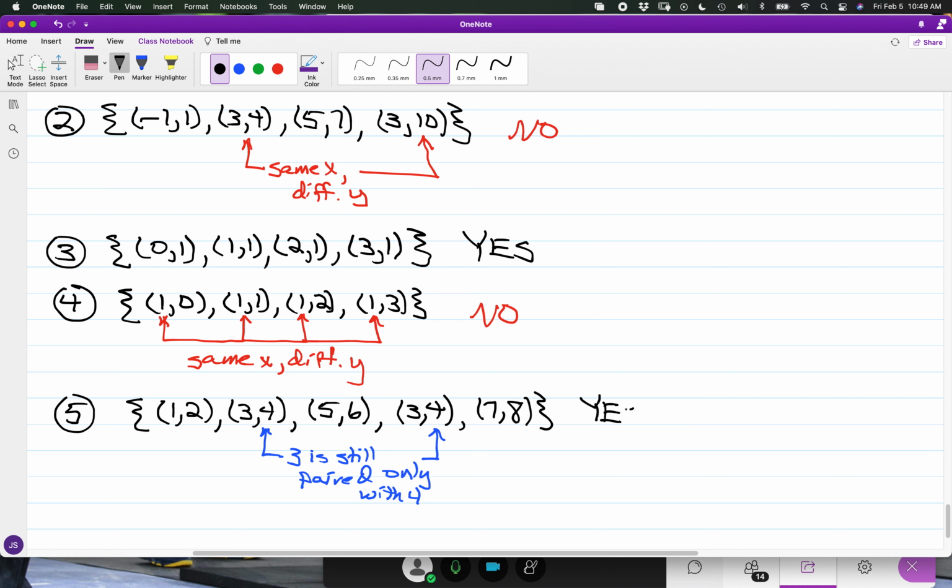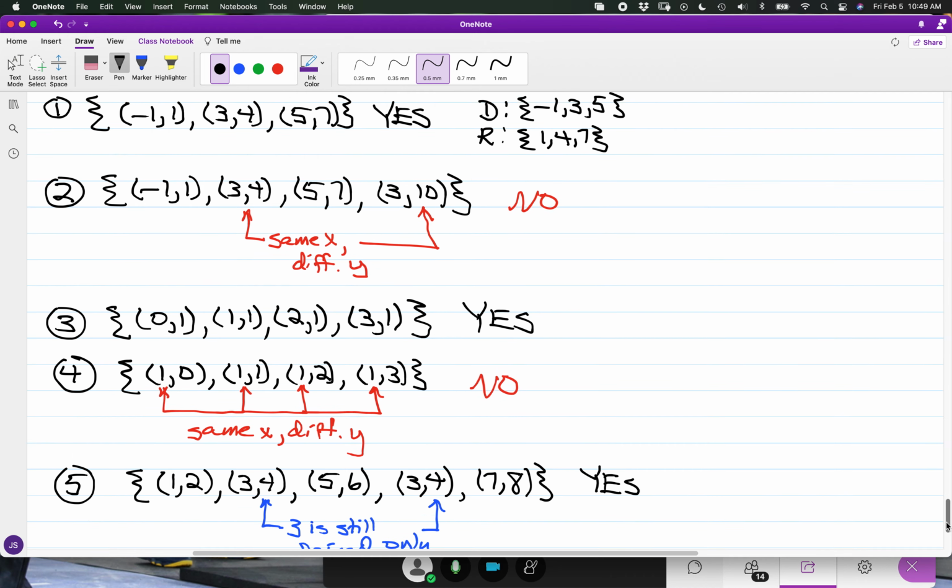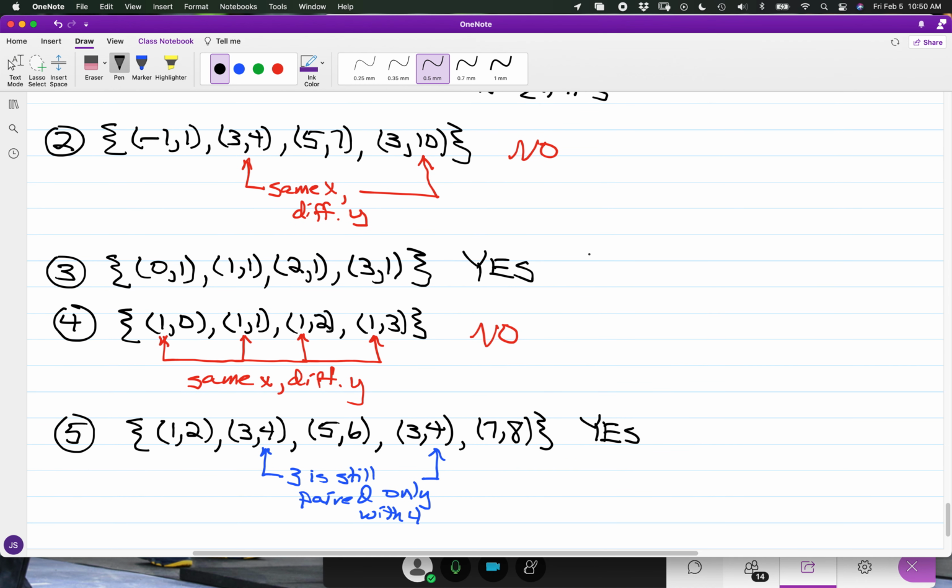Now for your domain, you have your set of x values, which will be 0, 1, 2, and 3. As for the range, guess what? You've got 1, 1, 1, and 1. If you have repeating elements, you don't have to put them down. So for the range, you have just the number 1.